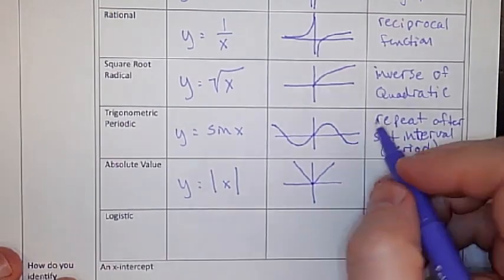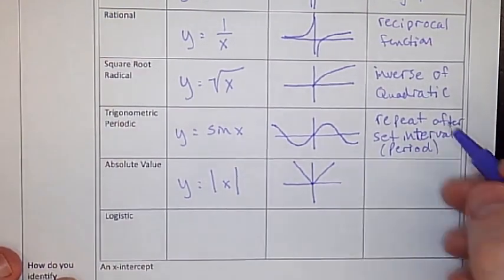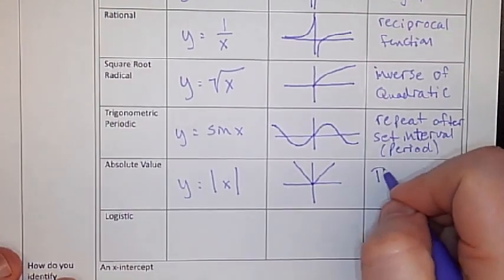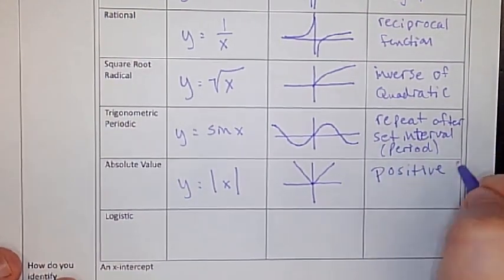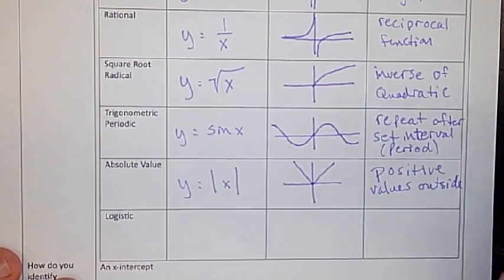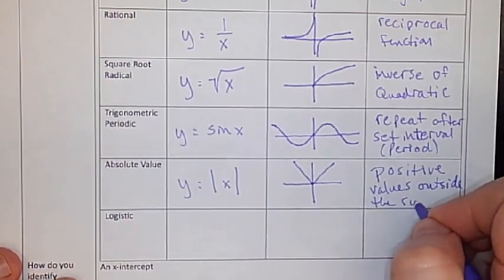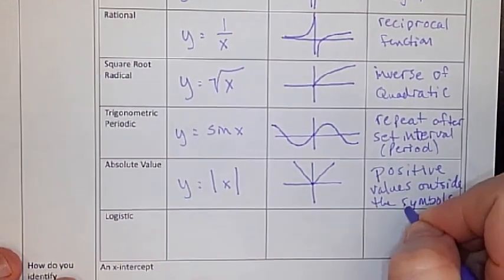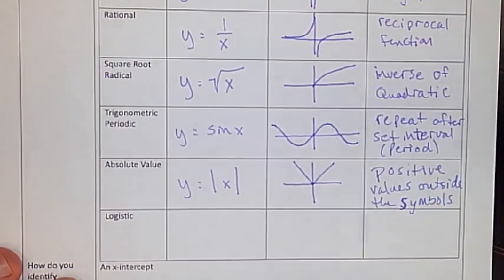So we are going to end up with only positive values outside the symbols. So we calculate whatever's inside, and we say, okay, whatever it was, positive or negative, it's now positive. That does not mean that an absolute value function cannot yield negative values, but this symbol itself will only yield positive values, or 0.